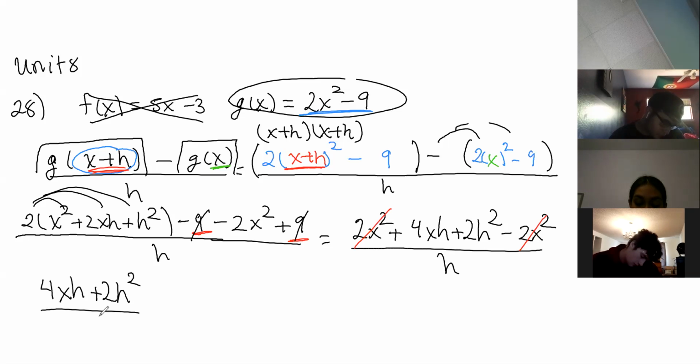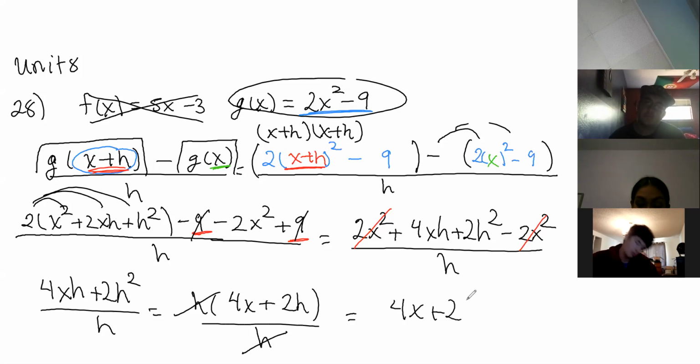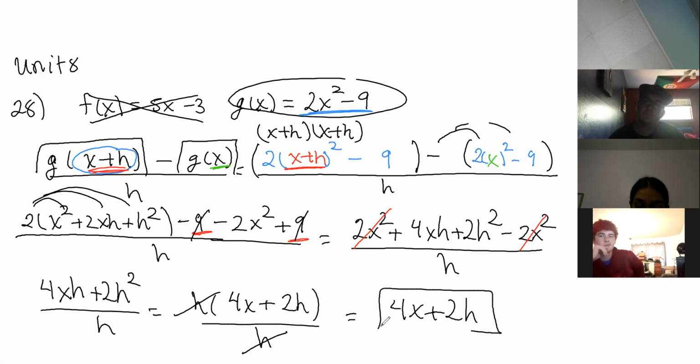Good. And at this point, what can we factor out of the top? The h, leaving behind 4x plus 2h. And what do we do next? Cross out the h, leaving behind 4x plus 2h. And that there is your final answer. And remember, when you do these difference quotients, at the end, you should always be able to GCF and cross out with the denominator.